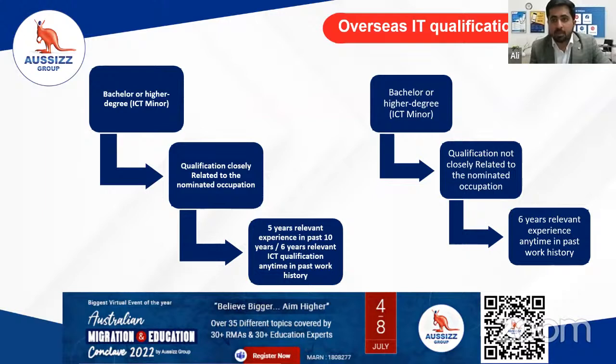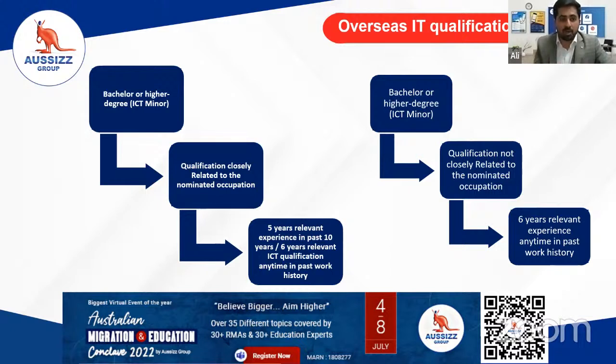Then coming towards ICT minor qualifications. Okay. Now, ICT major and minor, just to point that out. ACS has a definition for ICT major or minor, depending on how many years of qualification you have done. So you can always check with us, because if it is 3 years, the definition is different. If it is a 2 year degree, then the definition is different. And if it is a 4 year degree, the definition is different.